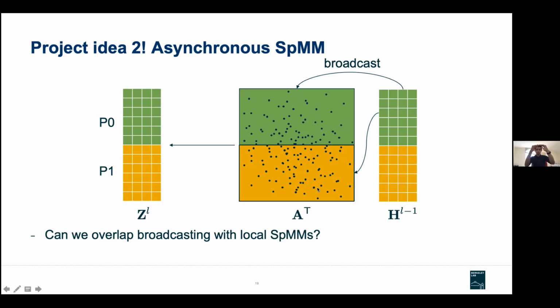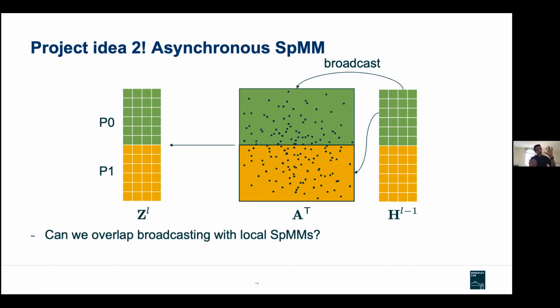go through these steps of broadcast a block row of H, do a local matrix multiply between the block row of A that you have and the block row of H that you just received, and then do this again, broadcast another block row of H and do another local SPMM. But you might be able to overlap the broadcasts and the local SPMM operations to reduce the amount of time needed to do this 1D SPMM algorithm.